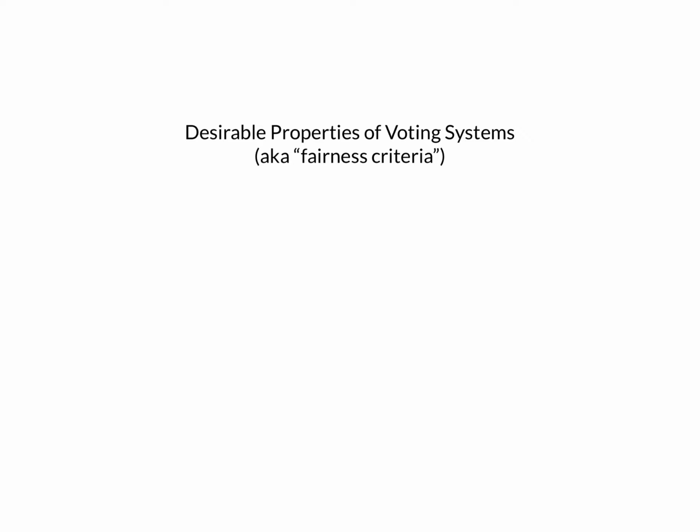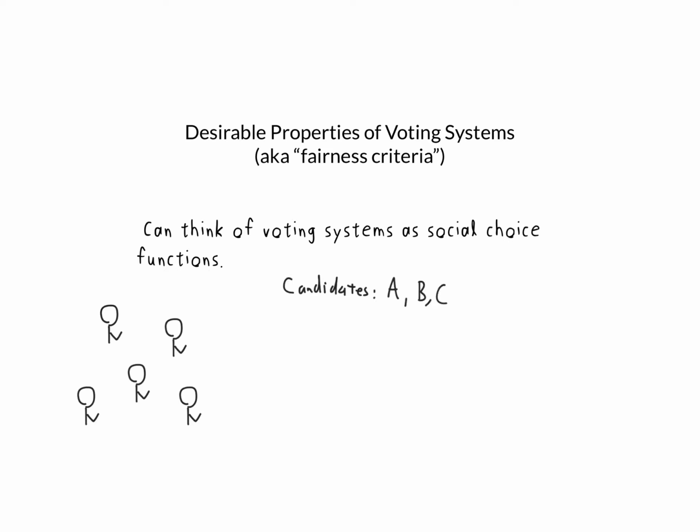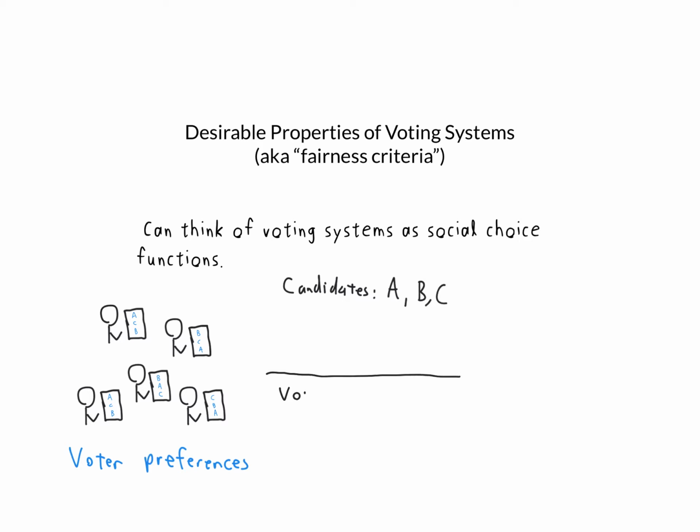To put this into context, let's remember that we can think of voting systems as social choice functions. Remember what this means. If we have a population of voters in an election, each voter is going to have their own preferences among the candidates. Then we think of the voting system as an algorithm or procedure or function that takes the voters' preferences and somehow produces a winner from those preferences. So it's a procedure for taking the preferences of individuals in the group and turning it into a preference for the group as a whole.